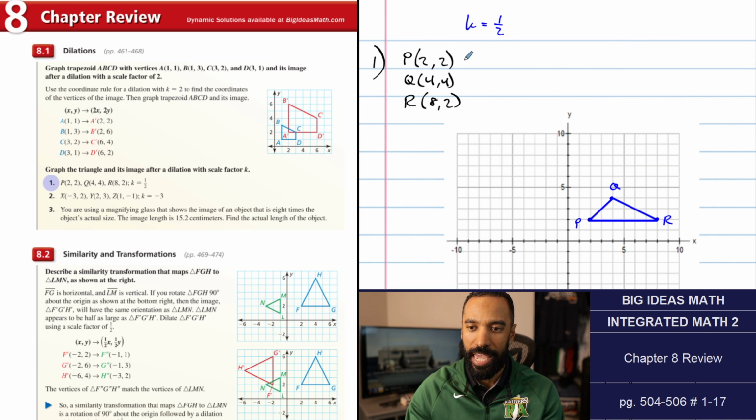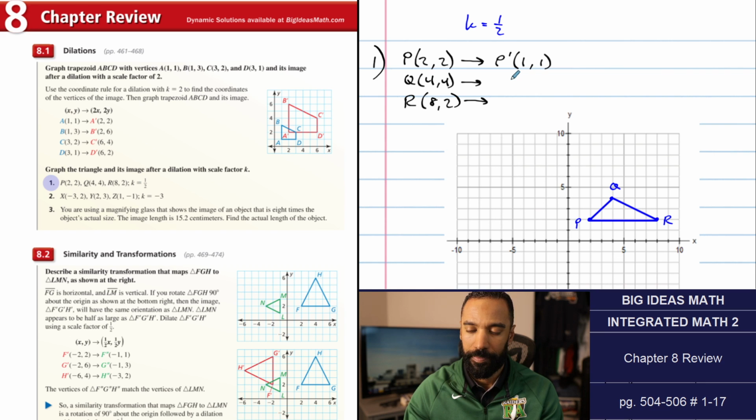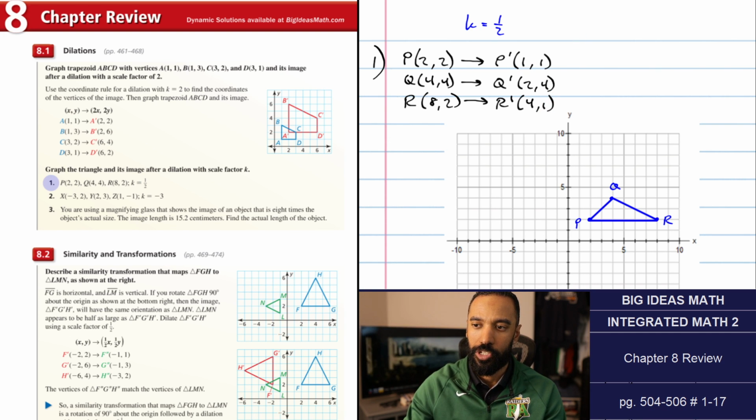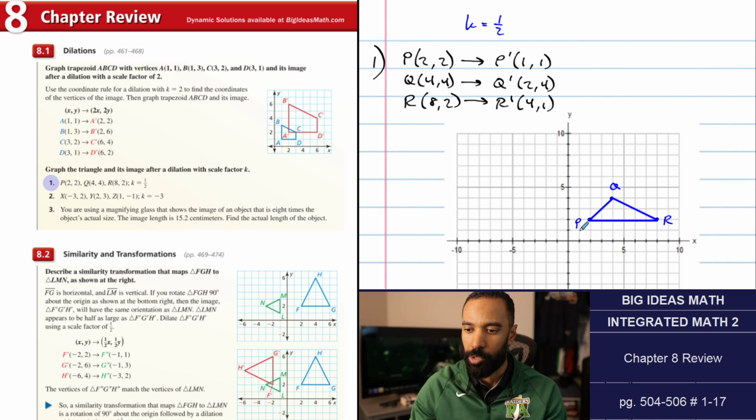So now we're going to take these values. We're going to multiply them by 1/2, which means divide by 2. We'll have P prime at 1, 1, Q prime at 2, 2, and R prime at 4, 1. This is known as a reduction, and we will graph them, plotting them with those primes. So P prime at 1, 1 will be right here. Hopefully you can see them by the colors because there's another P that's right next to it.